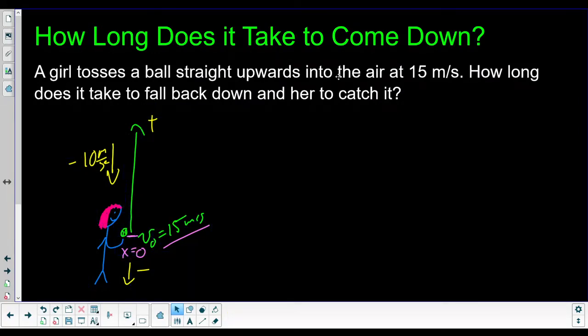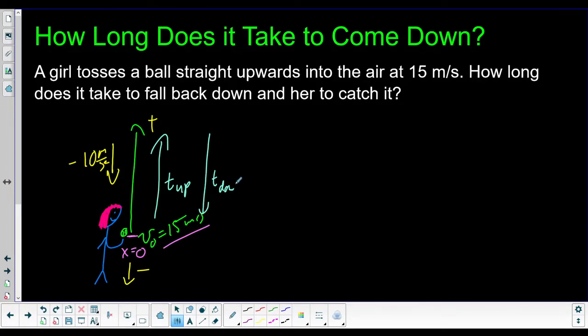So the girl tosses the ball straight up into the air at 15 meters per second. How long does it take the ball to fall back down and for her to catch it? Okay. So what we're going to do is a sneaky physics trick, and we're going to break the problem up. We're going to look at the time it takes to go up, so we'll put T up. And then we're going to look at the time it takes to come down, so T down. And then we're just going to add these two times together, because time up plus time down should be the total time to go up and come back down, right? Makes sense to me.